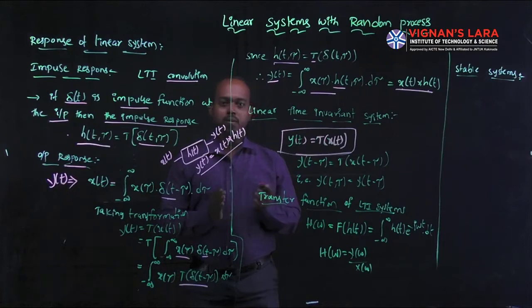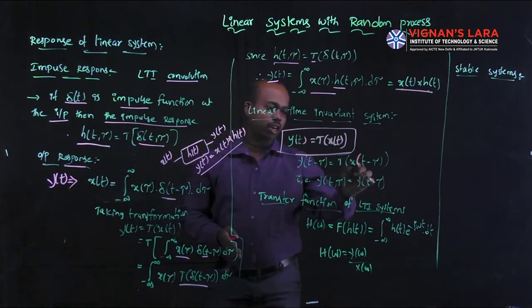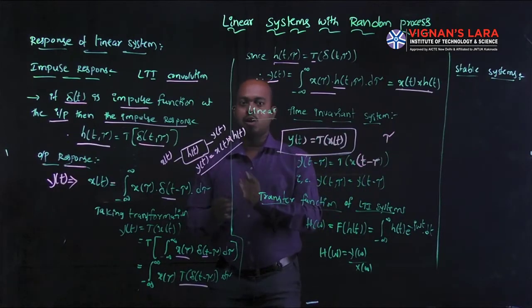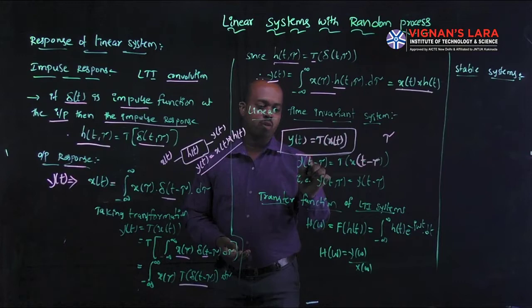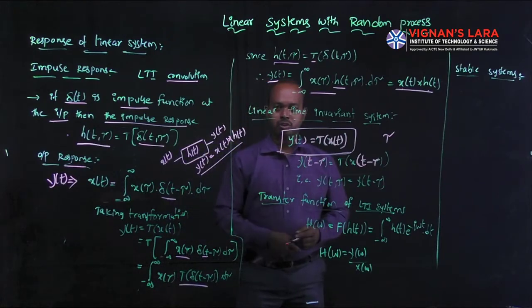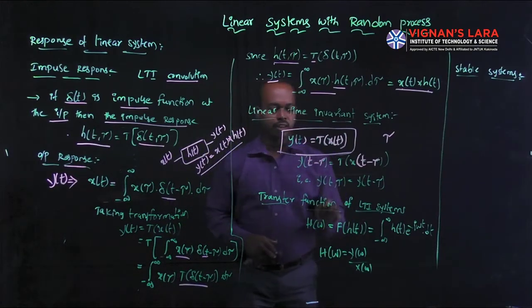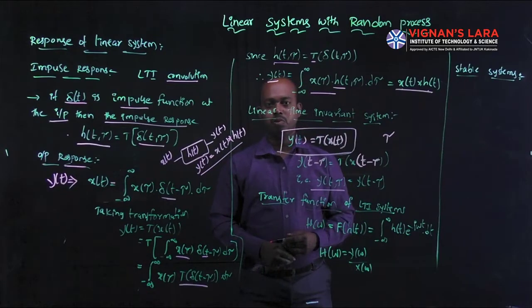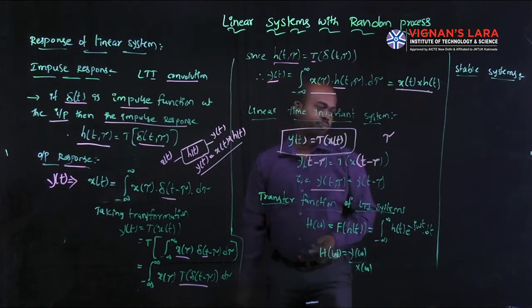Suppose we make some shift in the time parameter at the input. The shift is tau. If the same shift is done at the output, that is y of t minus tau, then the system is said to be a linear time invariant system. The total function we can write as y of t comma tau is equal to y of t minus tau.